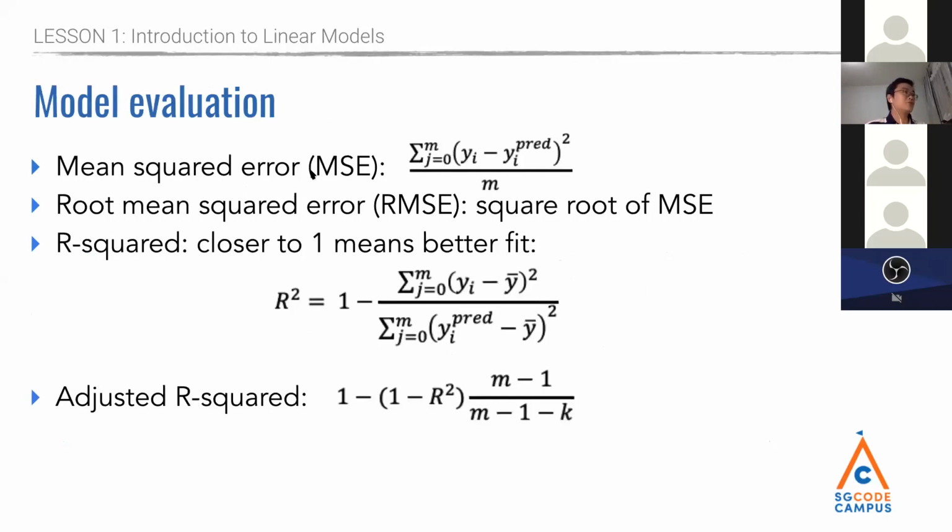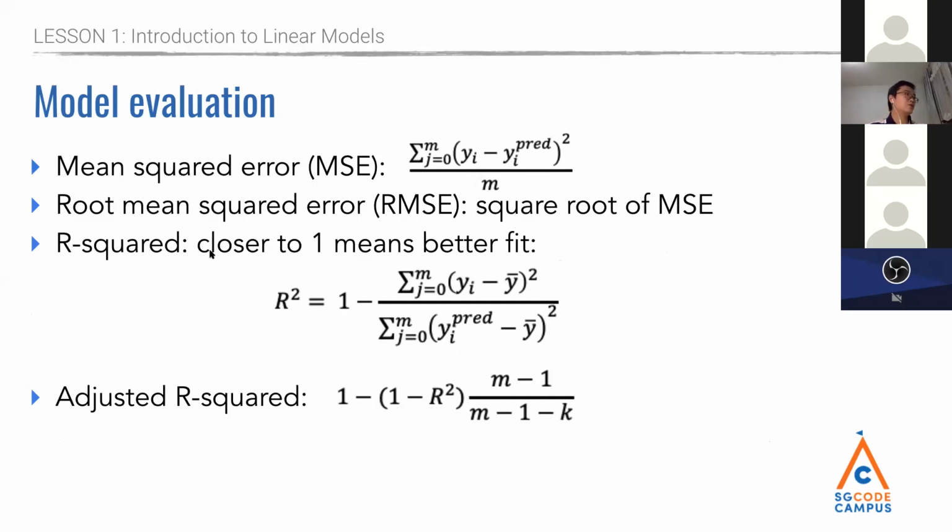These are different metrics we can choose from. Say mean square error, a root mean square error. Mean square error is just the sum of squares over the number of data points. Root mean square means the square root of mean square error. And also R square.